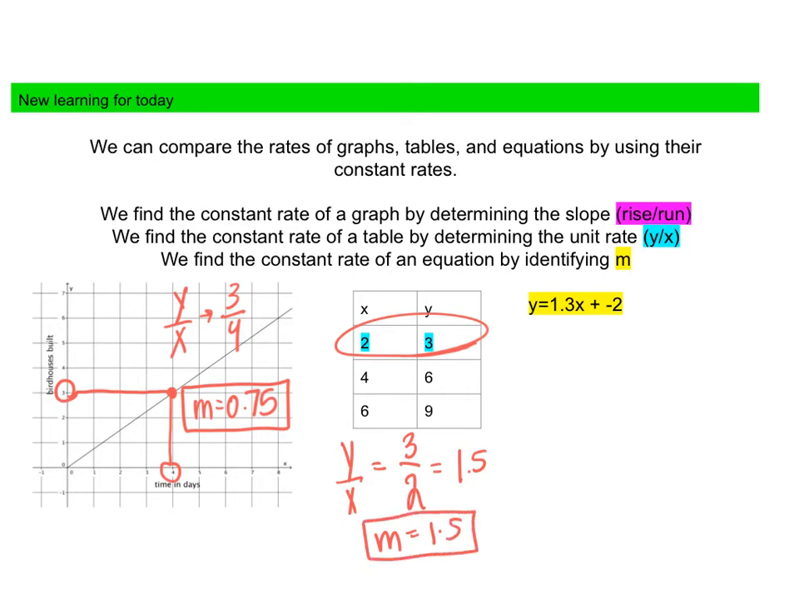And then for an equation, if I have an equation written, I know that whatever falls in the m position is my constant rate. So my m here is 1.3. And if I were comparing these 3 different unit rates, which one would be the greatest? 1.5. Why? Because that's the greater rate. That's my greater constant.